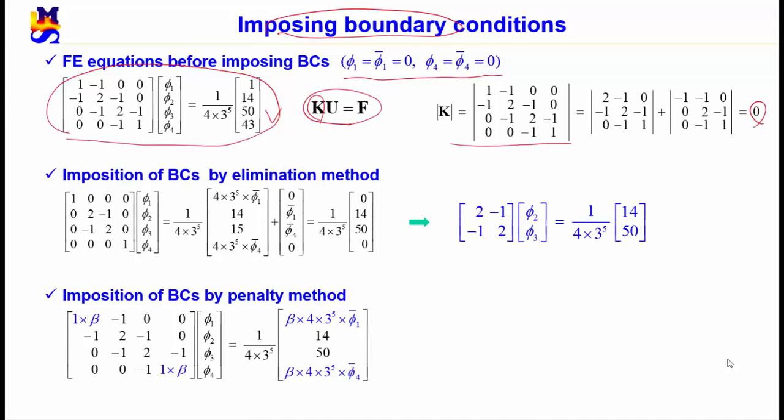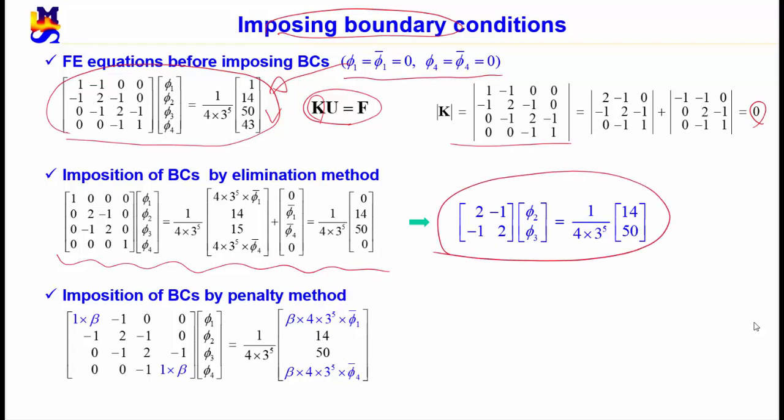Because we know the nodal values at essential boundaries, we can just plug them into these FE equations by force. So sometimes essential boundary conditions are called first boundary conditions in FEM. We can rewrite this finite element equation in terms of unknown nodal values. Of course, we can eliminate unnecessary terms to make the final finite element equations more compact like this. This method is called elimination method.